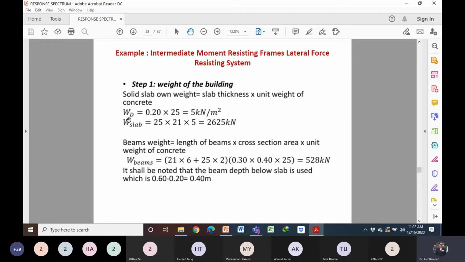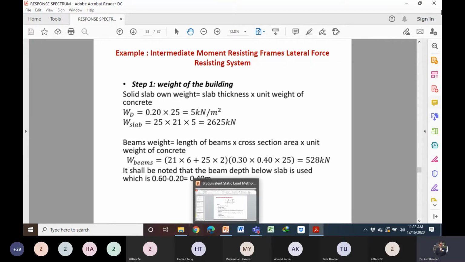So calculate the weight of the slab of any story. What is the thickness of the slab? It is equal to 200 millimeter, so 0.2 meter. We can multiply with the unit weight of the concrete, which is 25 kilonewton per meter cube. So weight of the slab is 5 kilonewton per meter square.